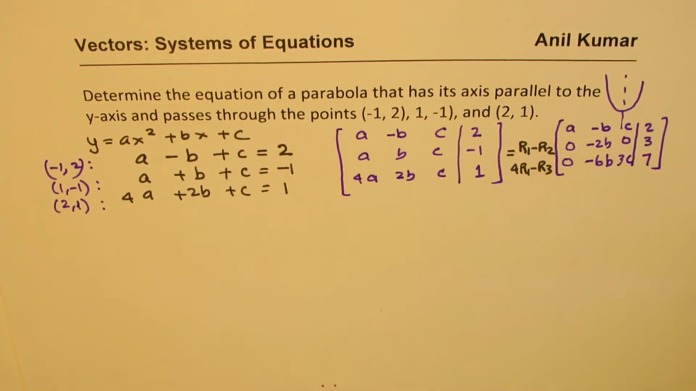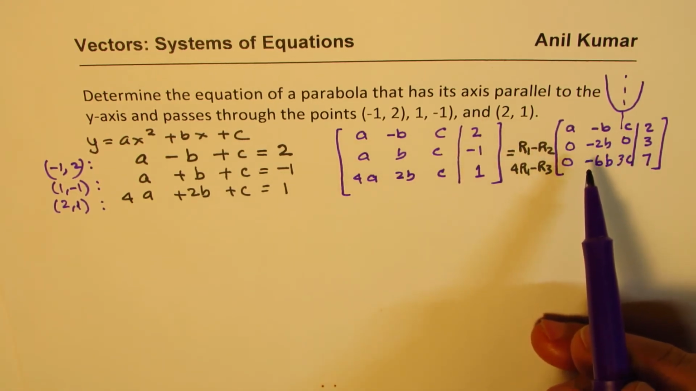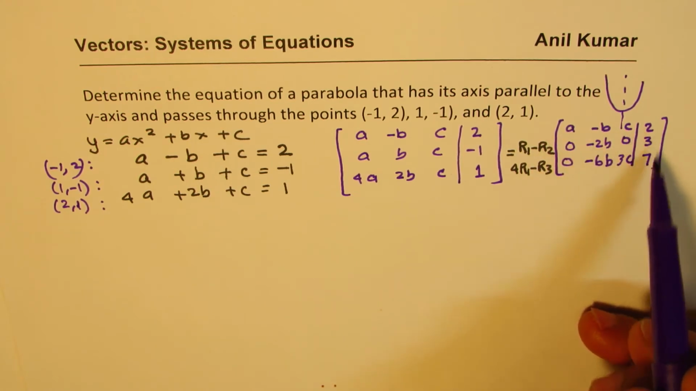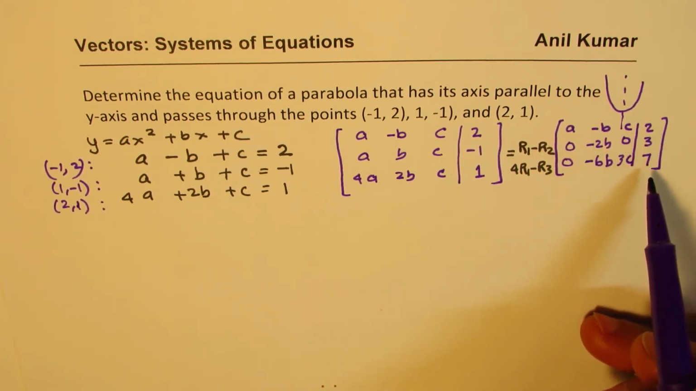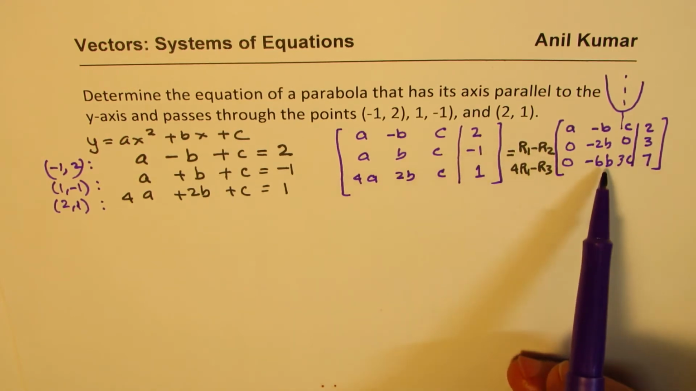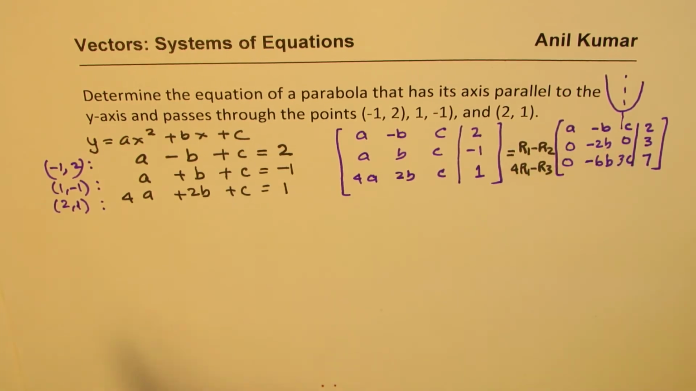So now we get here this form, which is A minus B, C, 237 in this column, correct? So that is what we get. Now the idea here is to get a 0 in this position. So how do we get this 0? We'll use second row to get 0.